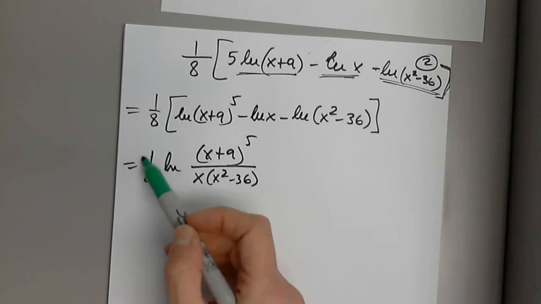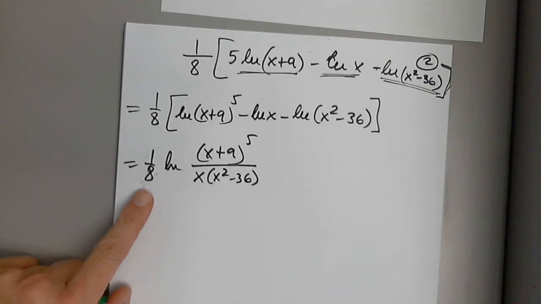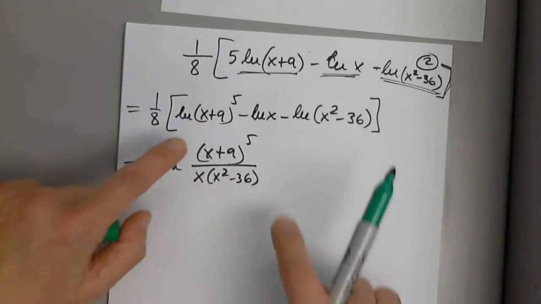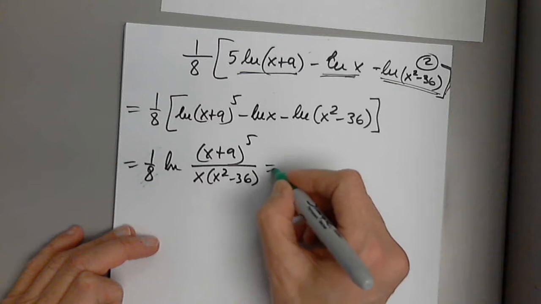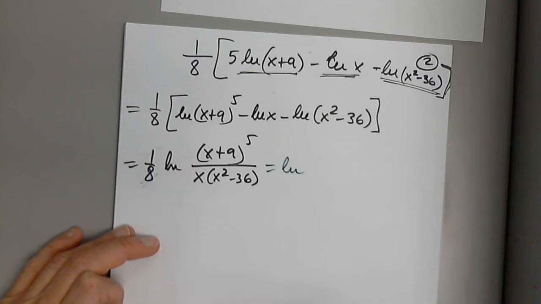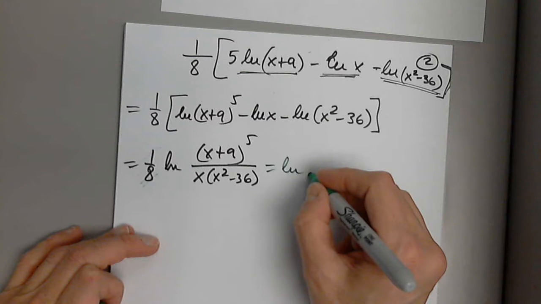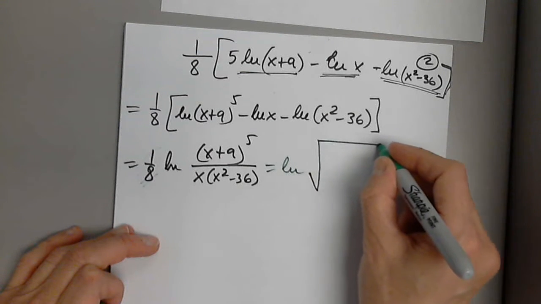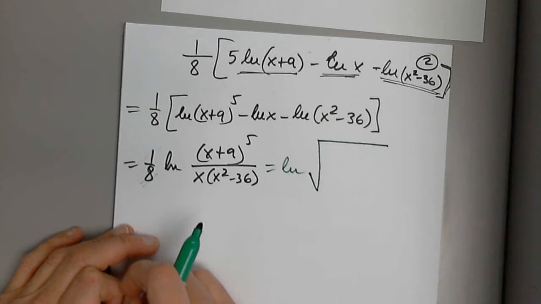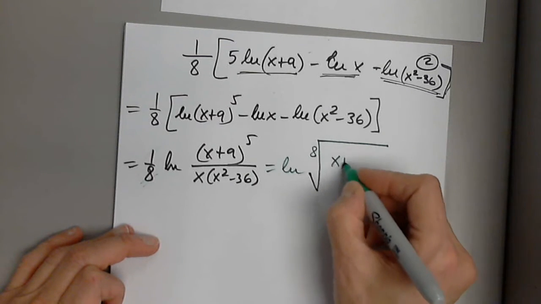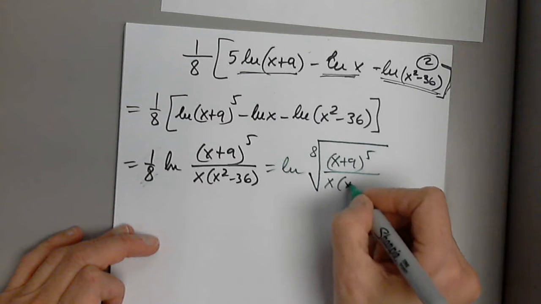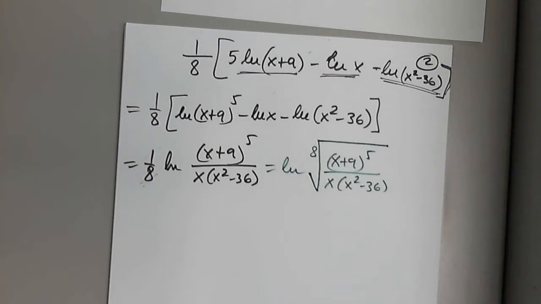Final step, I need to get rid of this 1 over 8. This is the power of the whole thing. So it's the 8th root of x plus 9 to the 5th over x times x squared minus 36. Power 1 over 8 is the 8th root. Power 1/2 is the square root. Power 1/3 is the cube root. Is this better? Good. Other questions?